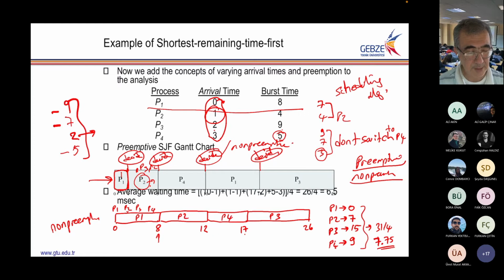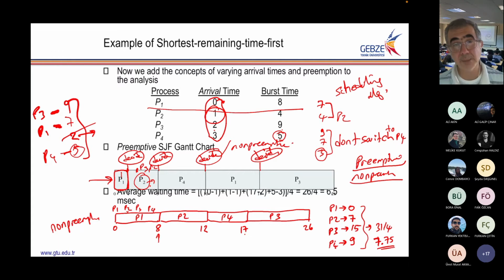No, this is not P1. P1 is this one. P4, P1, and P3. P4, P1, P3. I choose among them. And I start executing P4 because this is the smallest one after 2. This is already finished. So P4 is executed.